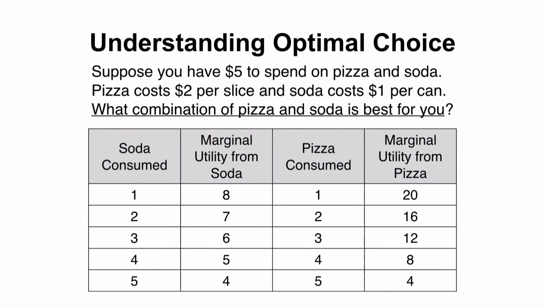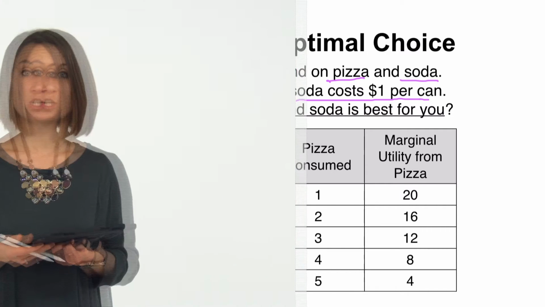So let's consider the fact that we have a $5 budget to spend on pizza and soda. We see that pizza costs us $2 and soda costs $1 per can. What we want to figure out is, based on this information, what is the optimal combination of pizza and soda that would maximize your level of satisfaction?